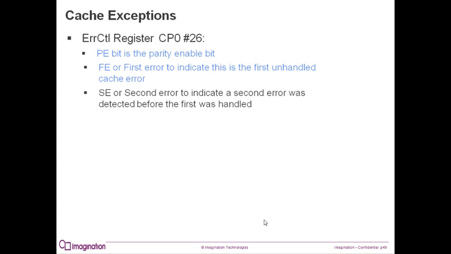The FE bit is set to indicate the first instance of a cache exception, and the SE bit is set when the core detects a second error before the first error has been handled. There are other control bits in this register that can be used for cache testing. Check the Software User's Manual for more information. This ends the cache section.